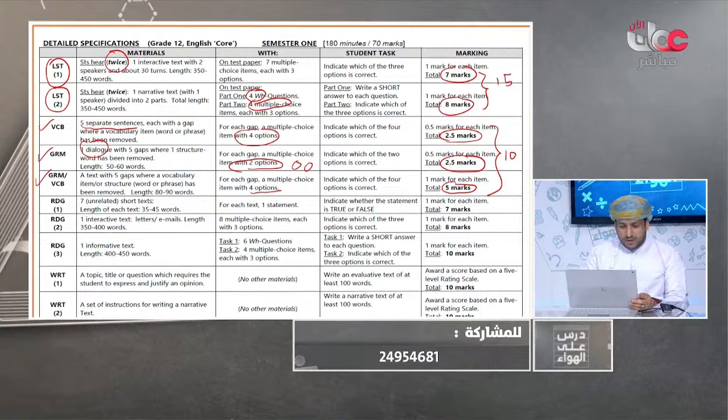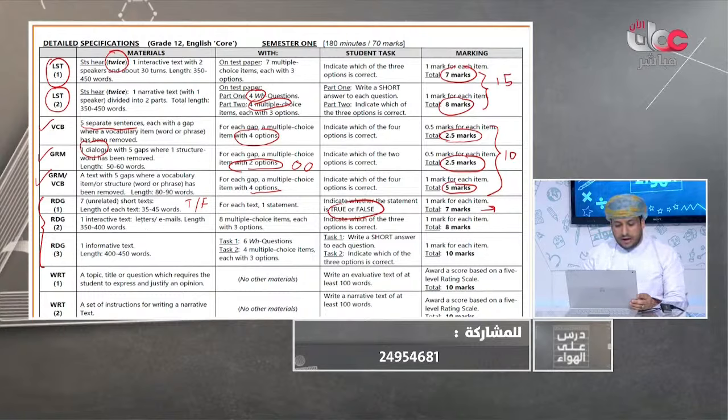For the reading question, we have 3 different tasks. Number 1, as you might know, we have 7 true and false questions, and each question is worth 1 mark, so we have 7 marks. You have to read the statement. We will go in depth and explain each one of these questions.